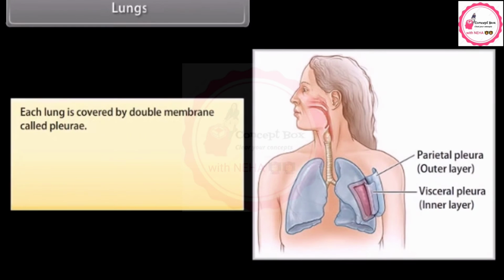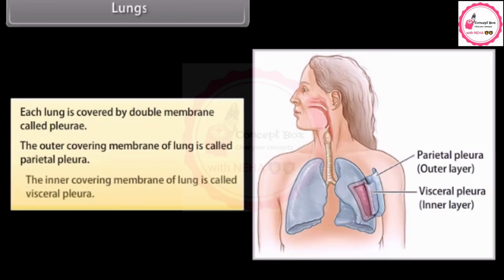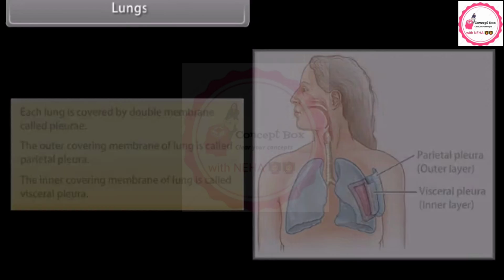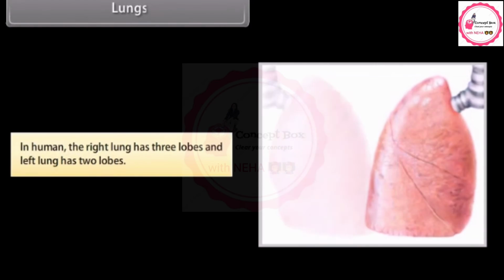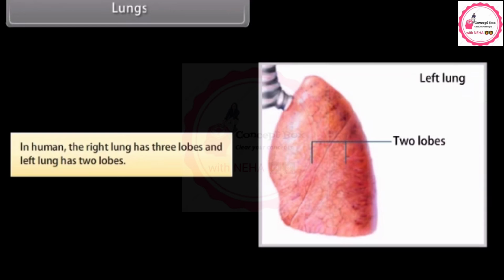Lungs. Each lung is covered by double membrane called pleurae. The outer covering membrane of lung is called parietal pleura. The inner covering membrane of lung is called visceral pleura. In human, the right lung has 3 lobes and left lung has 2 lobes.